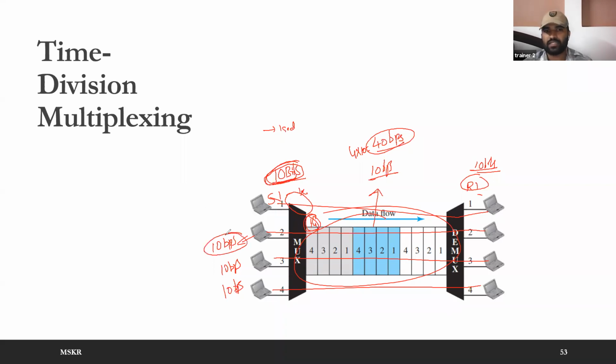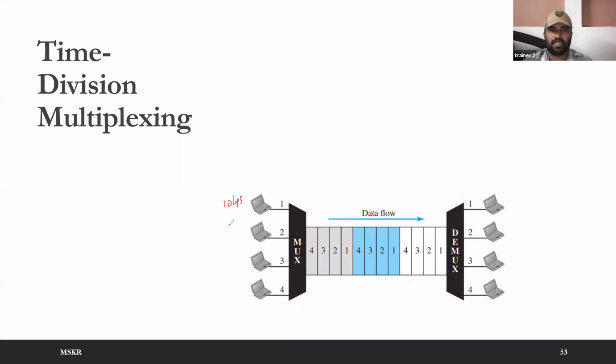Then the second user S2's 10 bits are sent next. 10 bps, 10 bps, 10 bps, so 10 bits in 1 second. Here, how you are transmitting is 10 bits in 1/4 second. So user 1's first 10 bits are sent in 1/4 second. The demultiplexer is going to expand them and deliver them to the corresponding users. You will understand this more clearly, just listen completely.